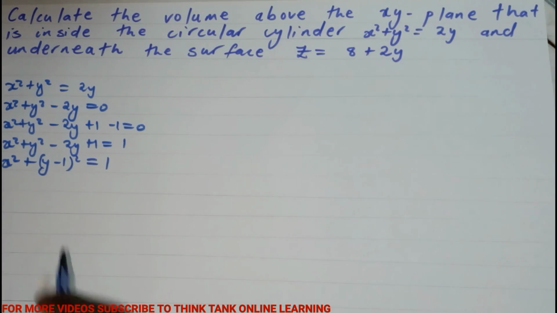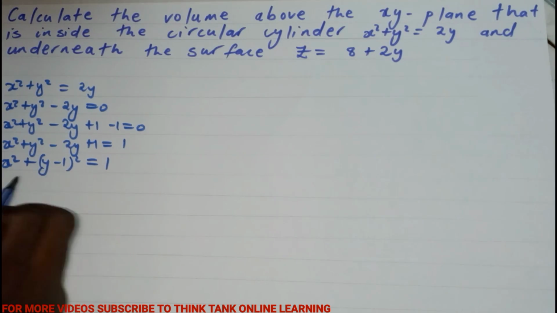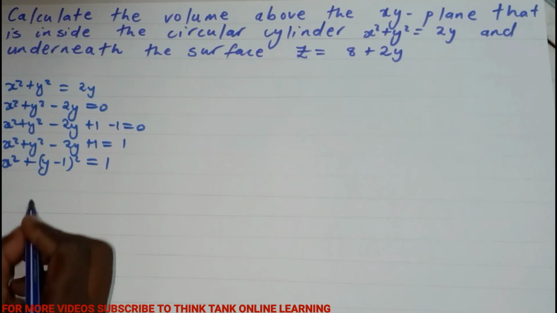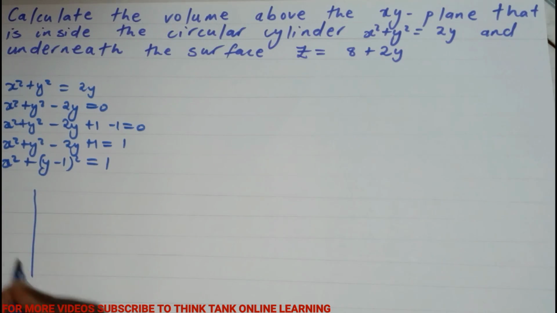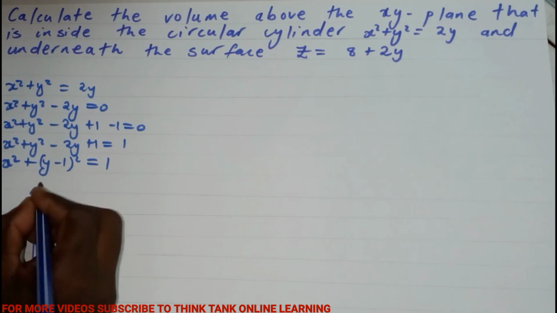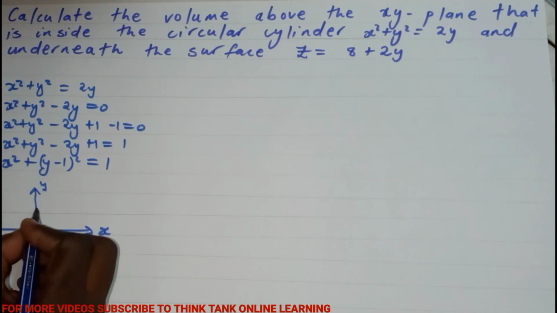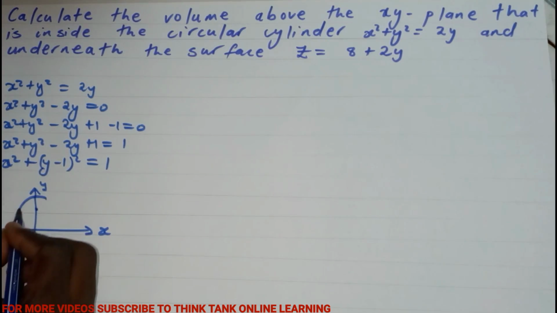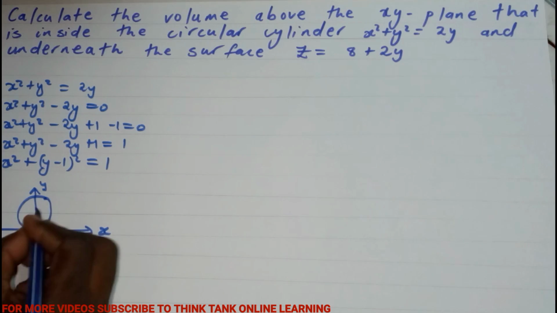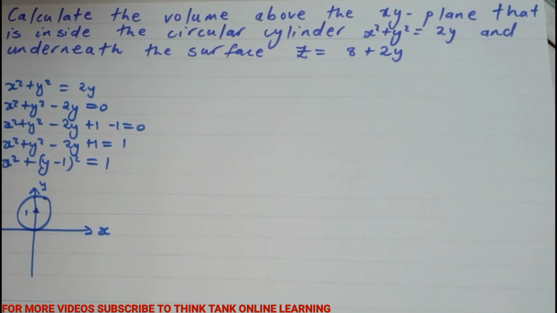Automatically we know that this is a circle, but the center is not the origin. Let's draw it on the x and y axes. The center is (0, 1), and this is the circle. It's a full circle. Let's put the limits. Both approaches use cylindrical coordinates. You can use rectangular coordinates, but cylindrical coordinates are very easy, especially when dealing with a cylinder.